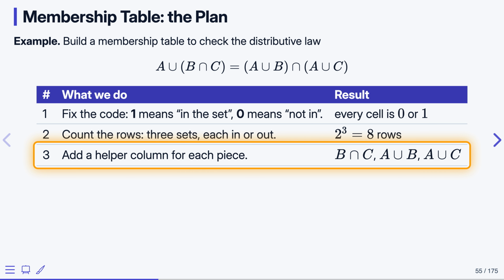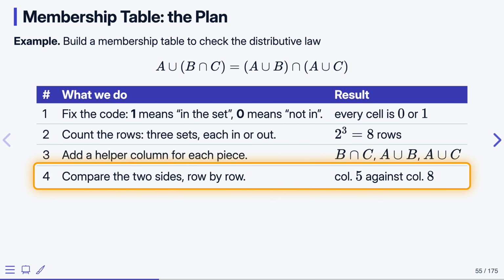Step 3. Do not jump to the answer. Add 1 helper column for each small piece: B intersect C, A union B and A union C. Step 4. Then compare the 2 sides. The 5th column is the left side of the law. The 8th column is the right side. If they match on every row, the law holds. We split the 8 rows over the next 2 slides.